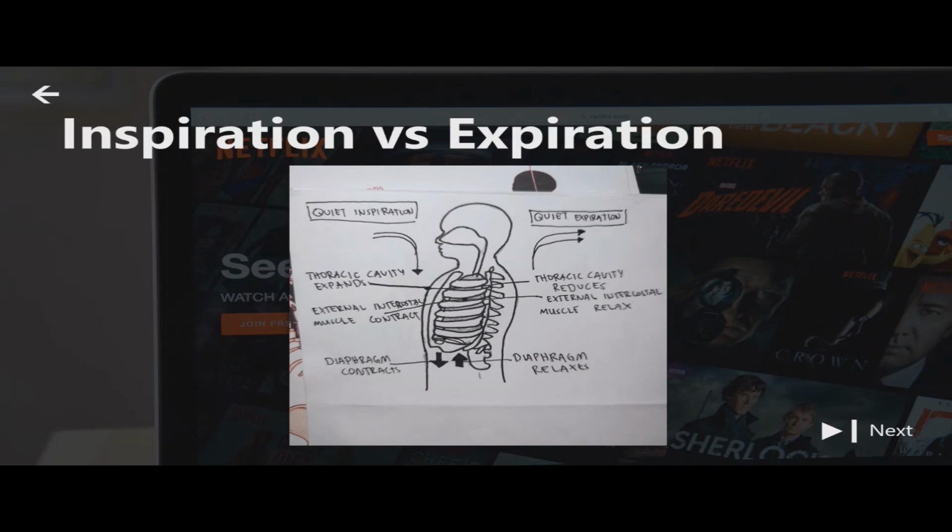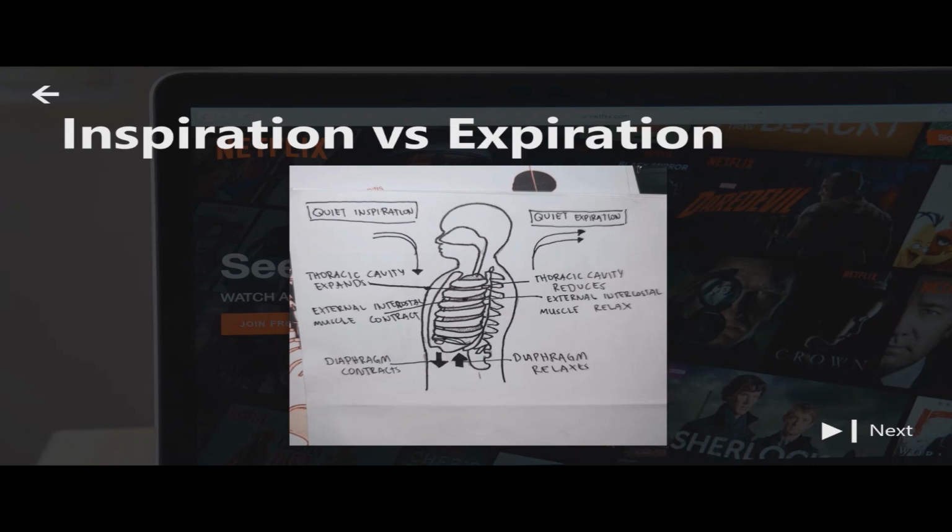In quiet inspiration, the major muscles are the diaphragm and the external intercostals. As the diaphragm contracts or moves downward, the volume of the thoracic cavity increases and the intra-alveolar pressure decreases from atmospheric pressure. While quiet expiration is a passive process occurring at rest, forced expiration is an active process that occurs during exercise.